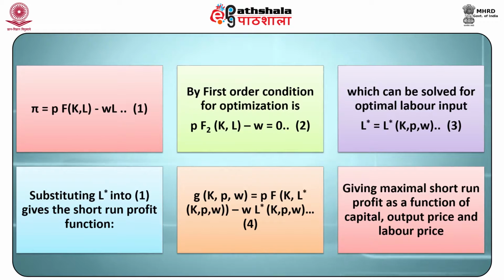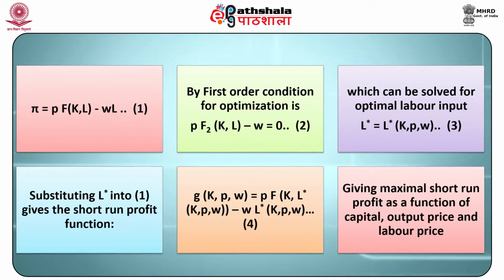This is the second equation. Now, this could be solved for the optimal labor input: L star is equal to L star bracket K, P and W. This is the optimization, and this is equation number 3. Substituting L star into 1 gives the short run profit function.